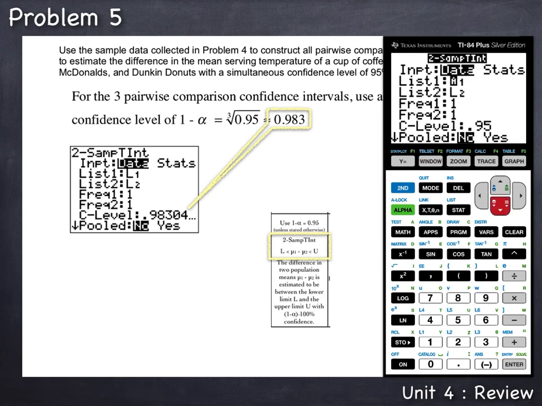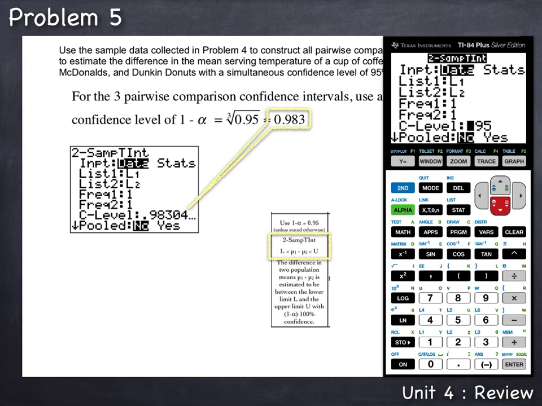With the blinking cursor next to list 1 prompt, we enter in second 1 for list 1. Press Enter. And now with the blinking cursor next to list 2 prompt, we press second 2 to bring up list 2 and press Enter. Freq 1 and Freq 2 are the frequencies for list 1 and list 2 respectively. Here we're going to use the defaults of 1 because each of the temperatures entered into the list appeared on one day.